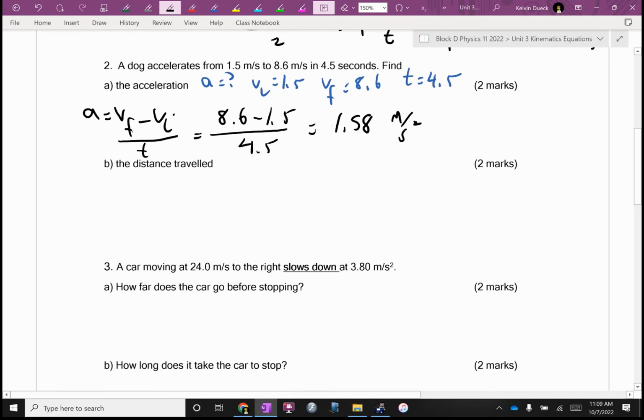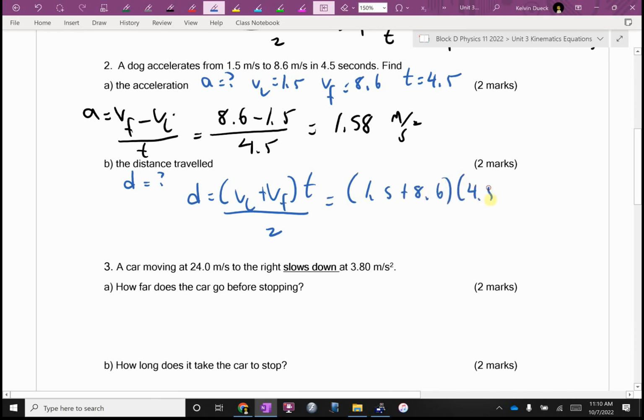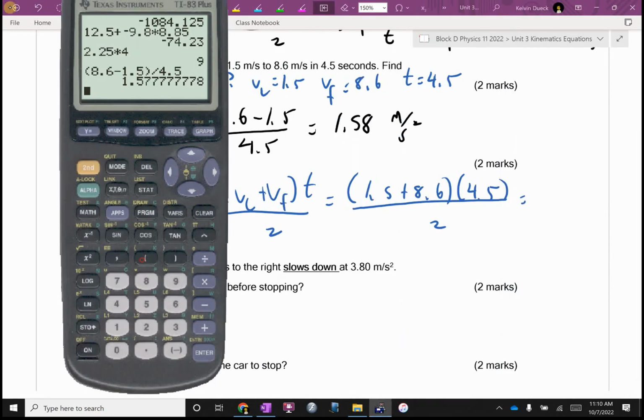The distance traveled, okay. I think I'm going to use D equals bracket VI plus VF times T over 2. I could use D equals VIT plus a half AT squared using this answer, and I would get the right answer as long as this one was right. But I'll use the data that they gave me if I can. So it's going to be bracket 1.5 plus 8.6 close bracket times 4.5 all over 2.